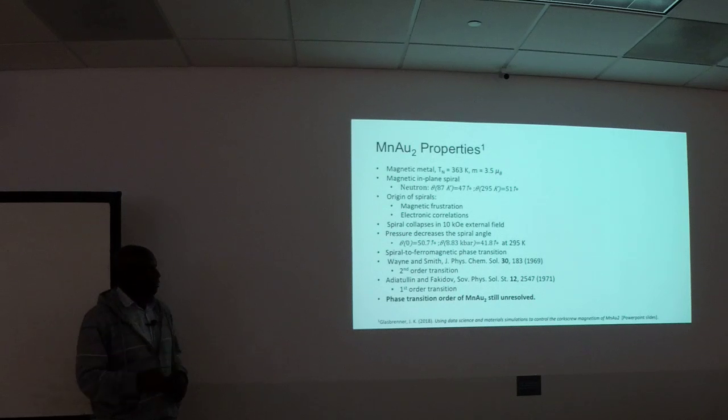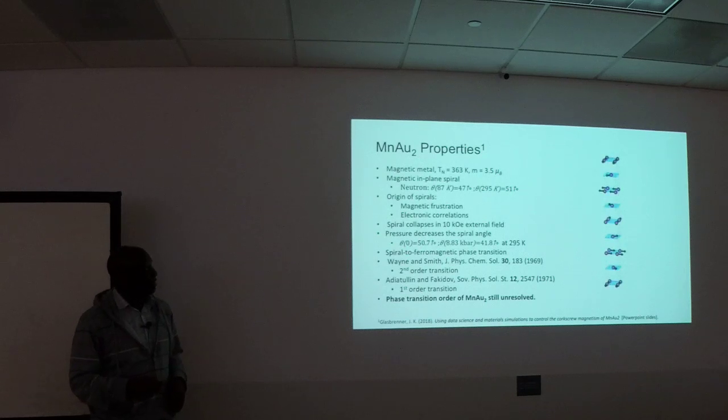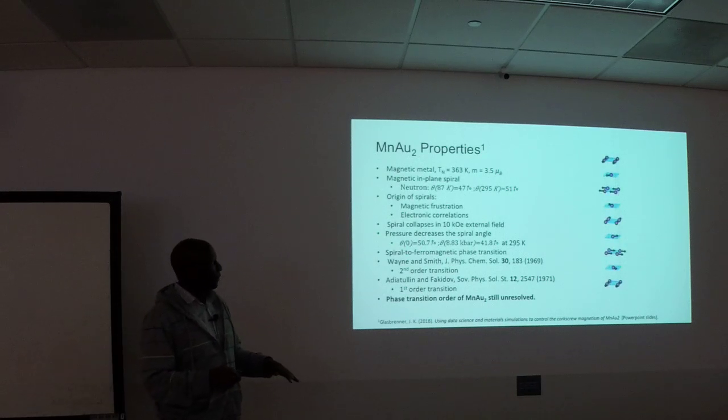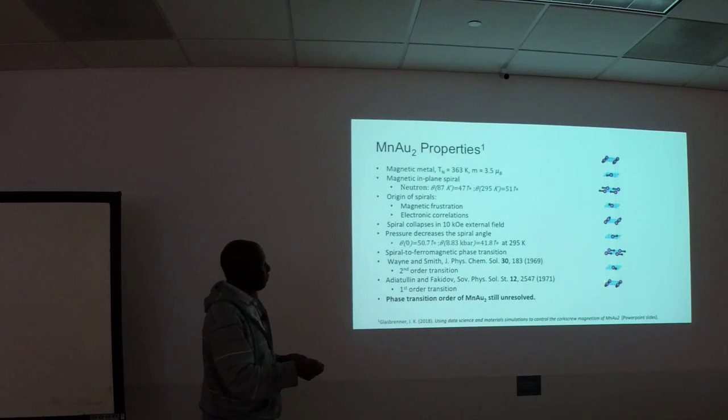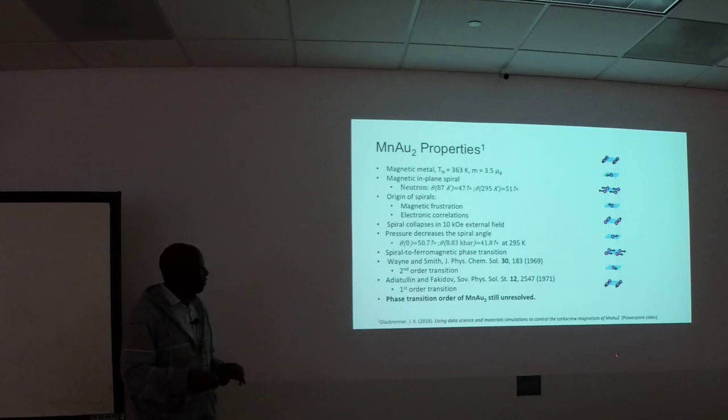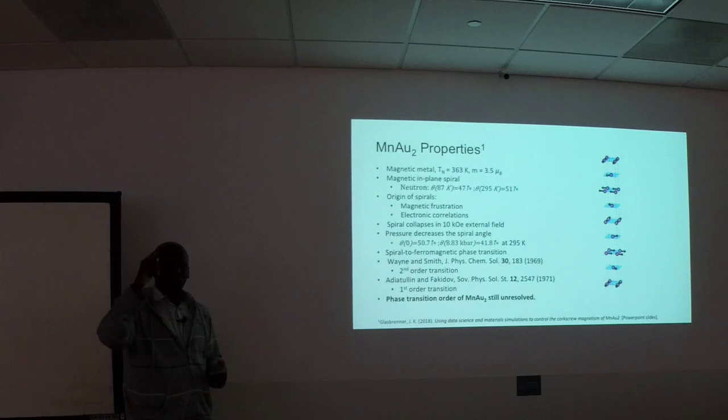you also see that pressure affects the spiral angle. So what that means is this. So manganese gold, if you look at the way the spins are arranged, they have an angle between the layers and they form a chiral structure.